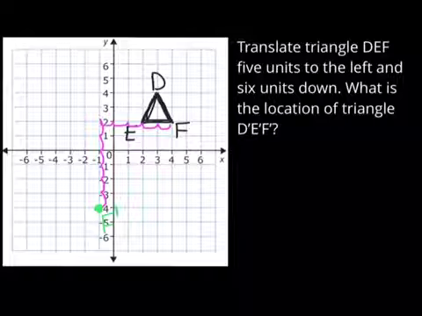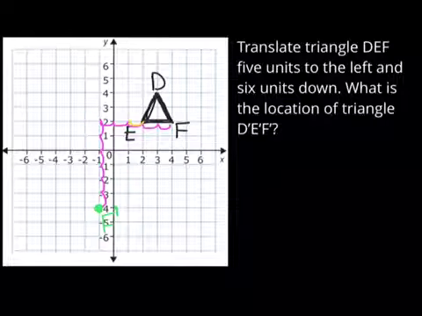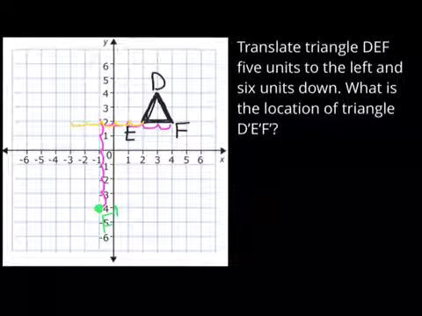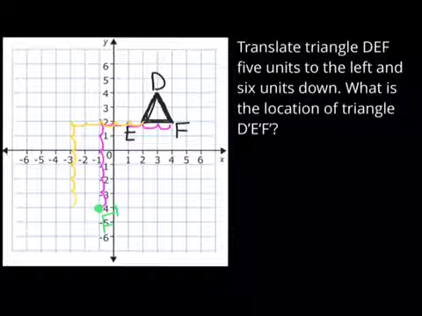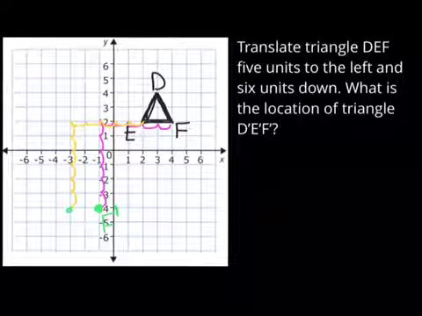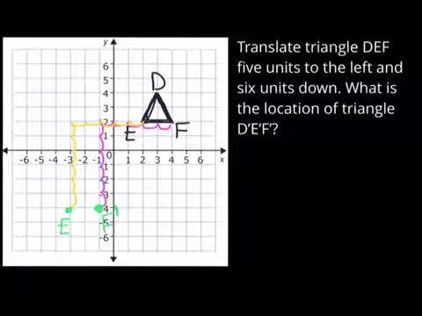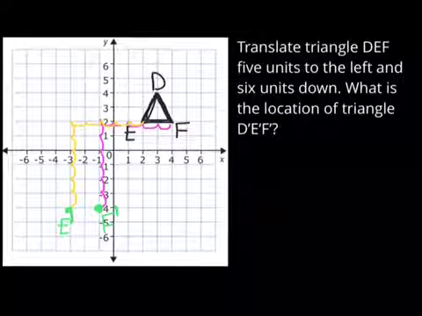All right. So the next one I'm going to do, I guess I can go with E. I'm going to go over 1, 2, 3, 4, 5. And I'm going to go down 1, 2, 3, 4, 5, 6. And so that is going to be my new E. Okay. And since it's my new one, I'm putting that prime symbol.